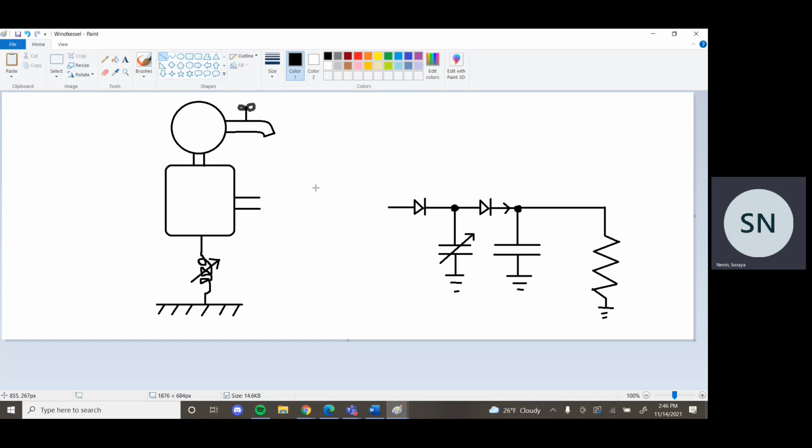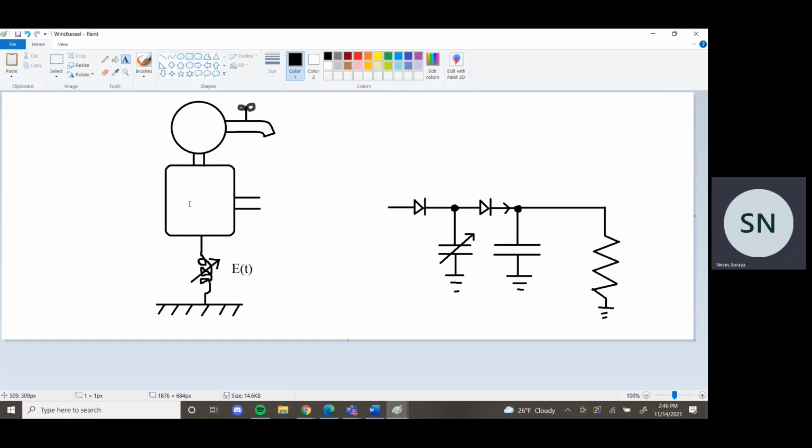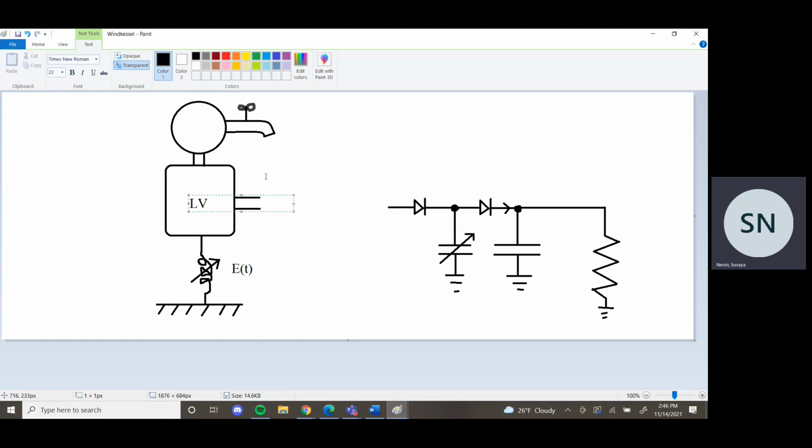So on the left is my mechanical representation. This is a spring, which is supposed to resemble the time-varying elastance, so I'm going to denote that as E. This is, of course, the left ventricle. This is the mitral valve. This is the aortic valve. The faucet represents resistance.